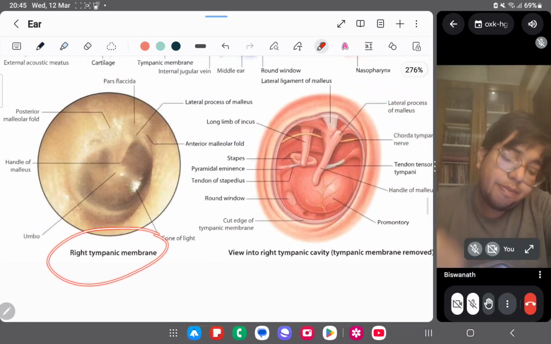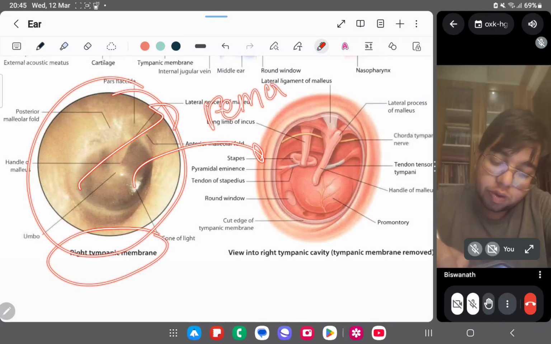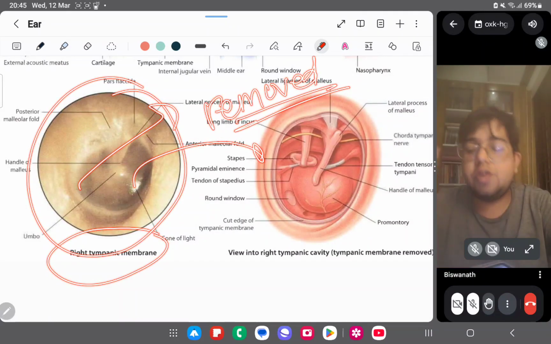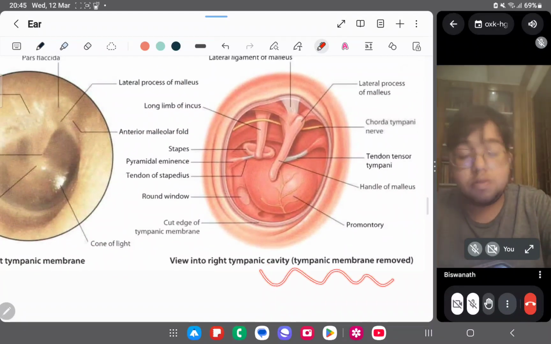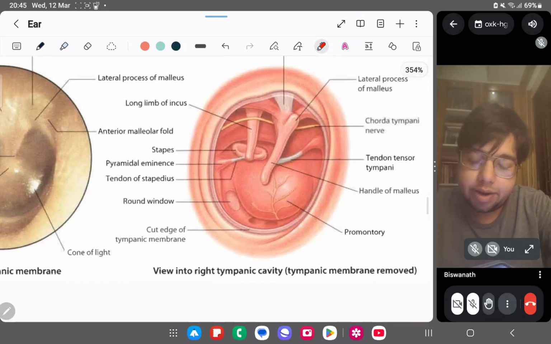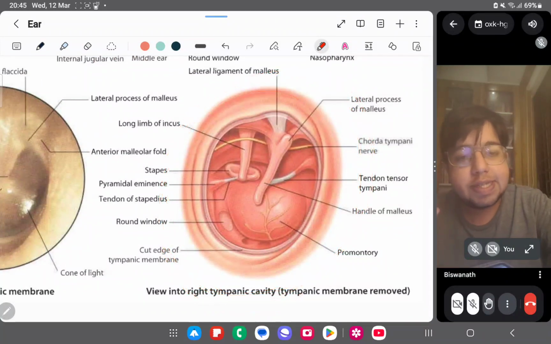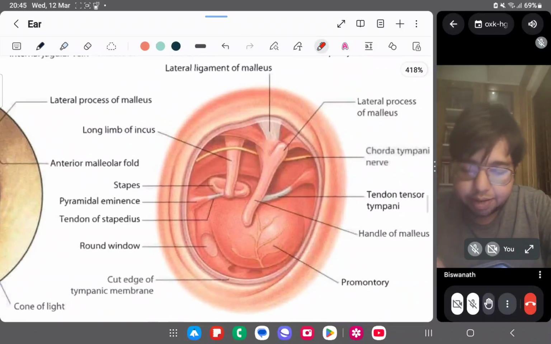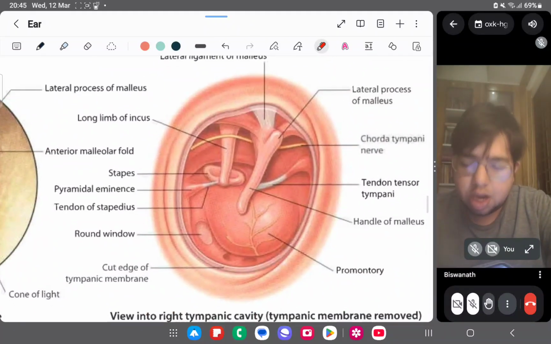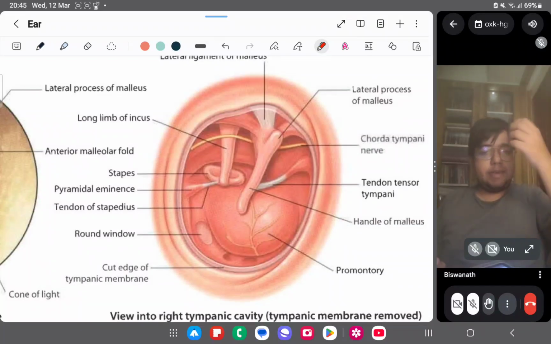And if this right tympanic membrane is removed, so this part is removed, so we are peeping into the middle ear. Sorry, not inner ear, middle ear. Here you can see the structures of the middle ear. What you can observe is the nervous structure. So this is the malleus.